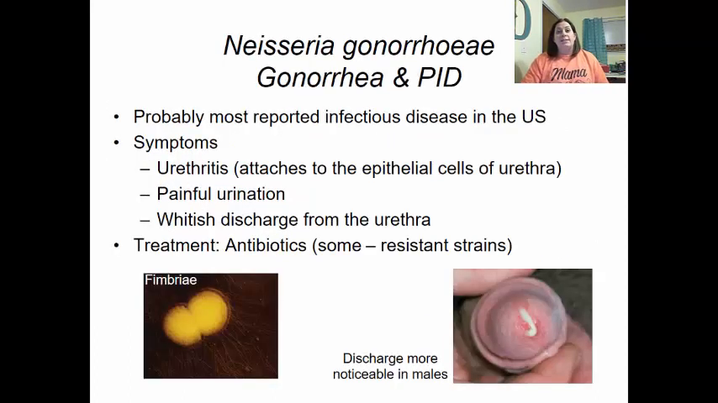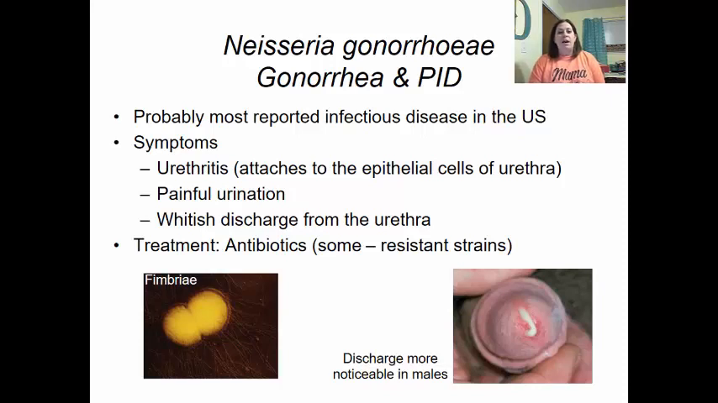So we're going to look at Neisseria gonorrhoeae first. This causes gonorrhea as well as pelvic inflammatory disease. This is probably the most reported infectious disease in the United States. Symptoms include urethritis, which means it attaches to the epithelial cells of the urethra. This potentially causes painful urination. Also, a whitish discharge from the urethra. We see that 60% of the cases are in the ages between 15 and 24.